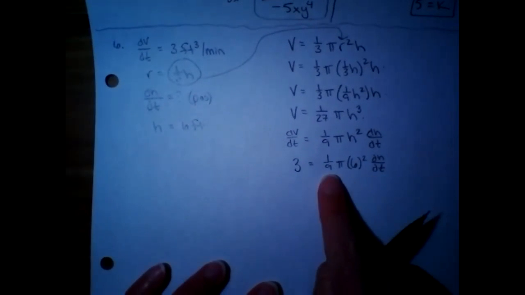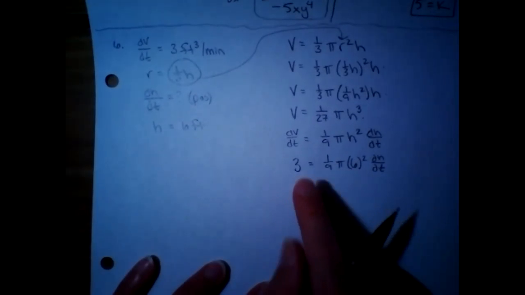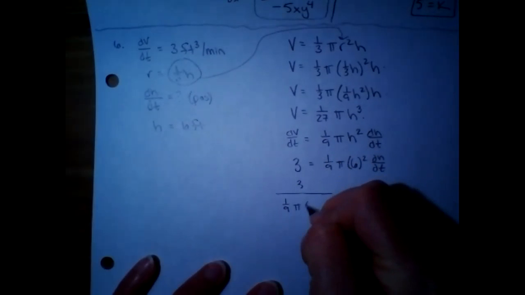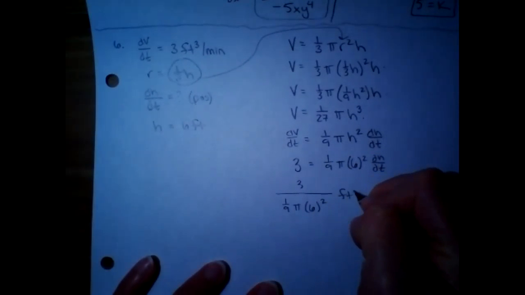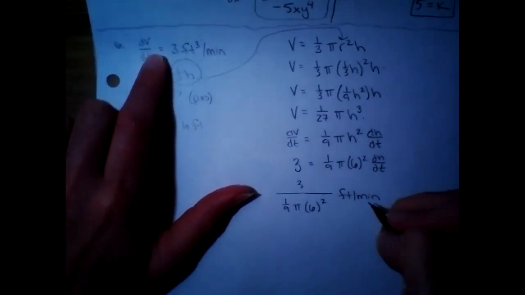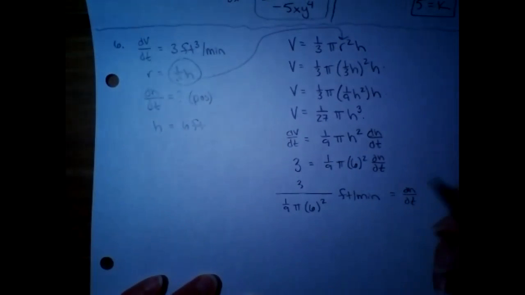Now, what I would suggest is just take all of this and divide it to the other side. You would have 3 over all of that, and then the units are feet per minute. This was cubed because it was volume rate. We just did a rate for the height, so it would just be feet, not feet cubed.